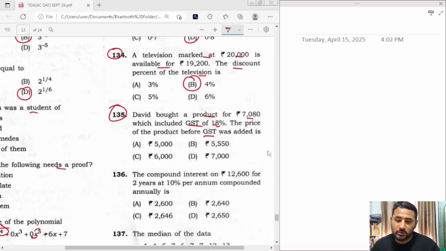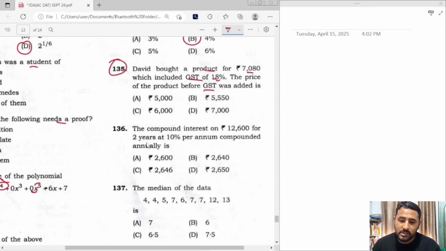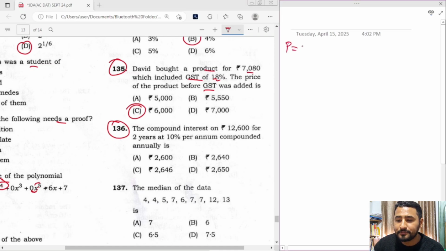Okay, let's go next. That is 130. The answer will be 6,000, option number C. Now 136: the compound interest on a principal is given as 12600. Time is given as 2 years, and the rate of interest is 10. We need to find the compound interest.